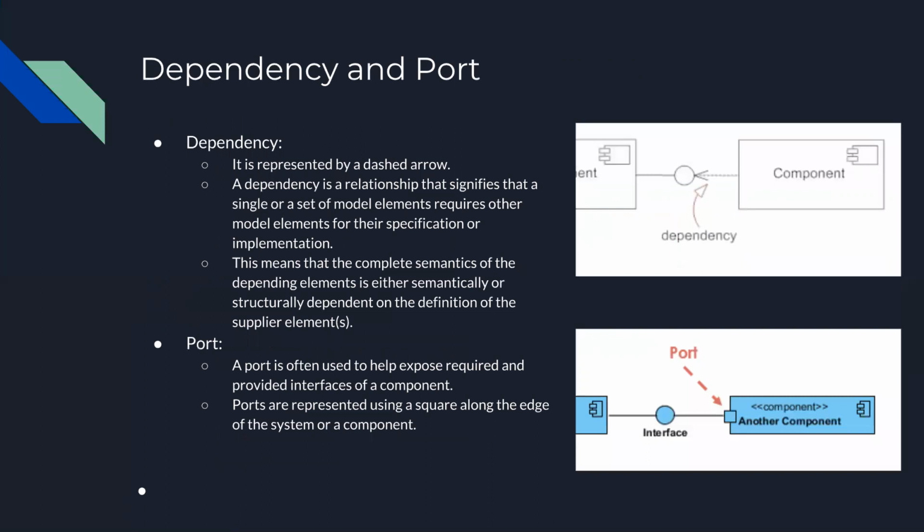Dependency and port. Dependency. Dependency is represented by a dashed arrow. A dependency is a relationship that signifies that a single or a set of model elements requires other model elements for their specification or implementation.